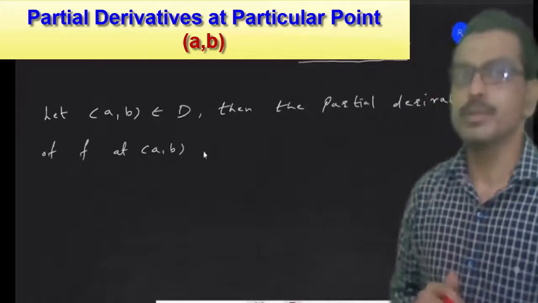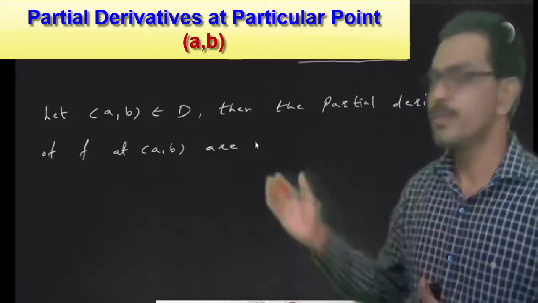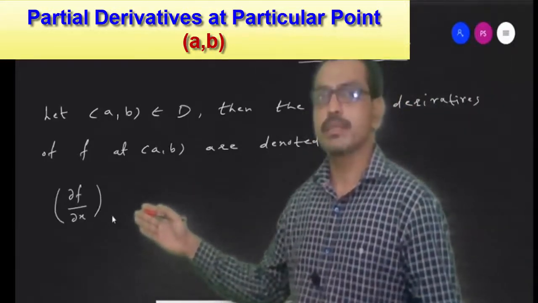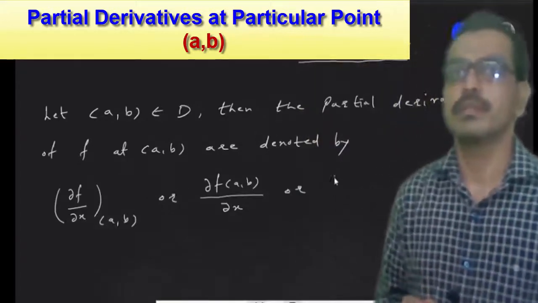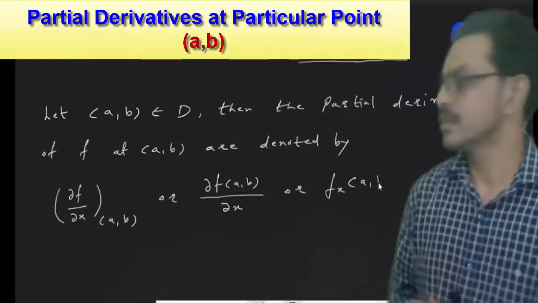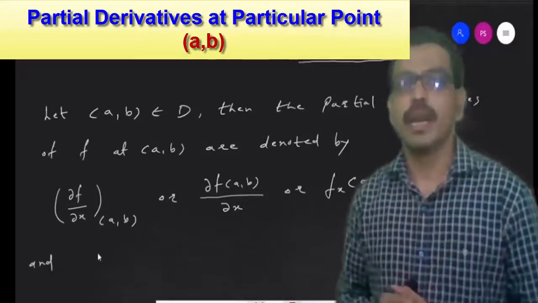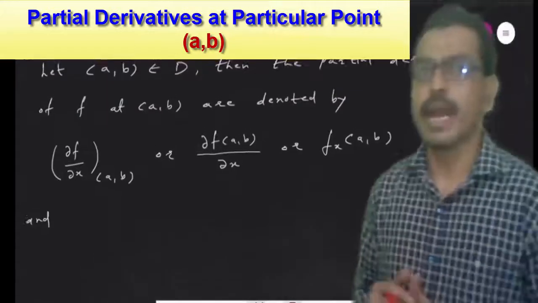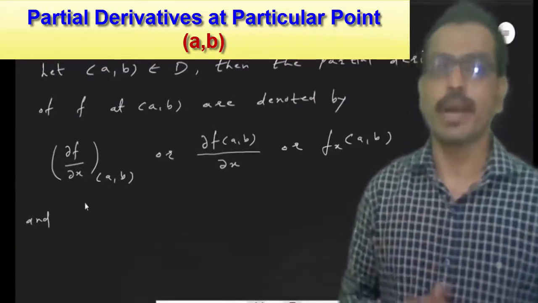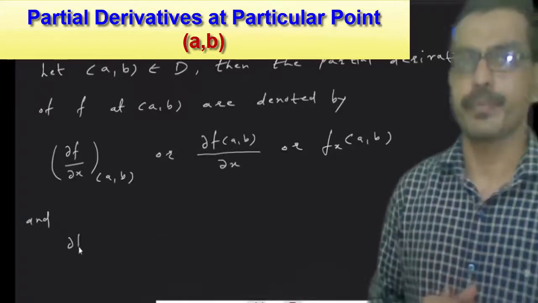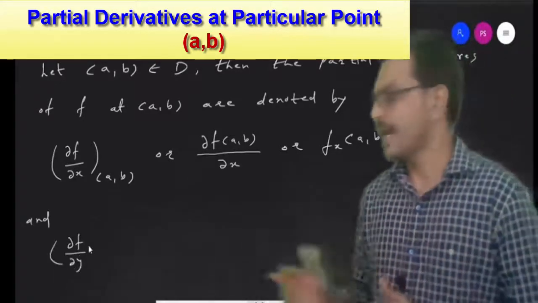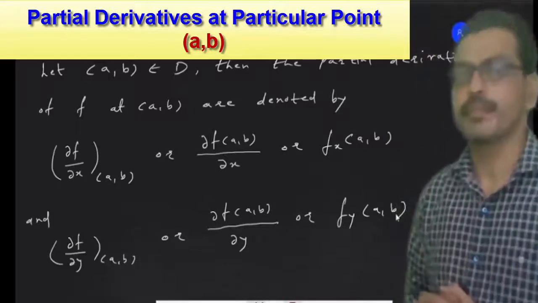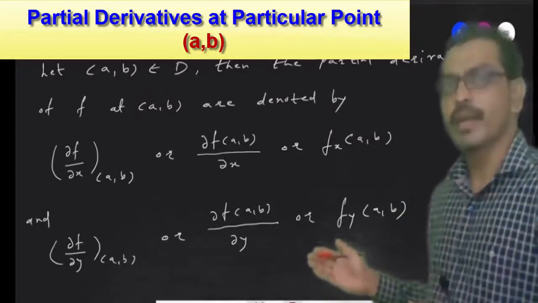The partial derivatives of the function f at the point (a, b) are denoted by del f upon del x at the point (a, b), or f sub x at (a, b), and the partial derivative of the function f with respect to y at the point (a, b) is denoted by del f upon del y at (a, b), or f sub y at (a, b).